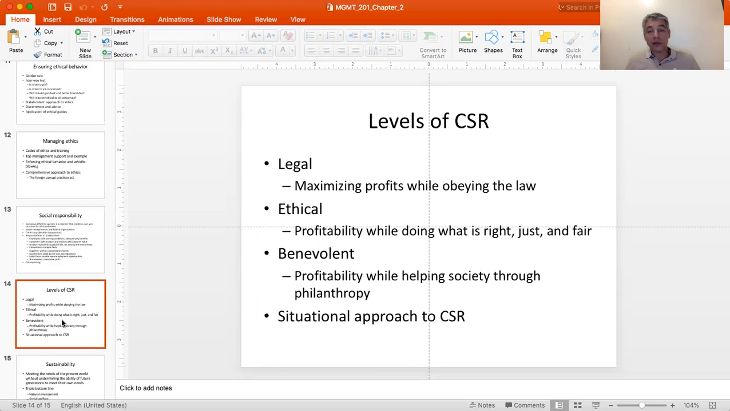And then finally, the benevolent level of corporate social responsibility. Here, you try to use your profitability while helping society through philanthropy. So this takes it one step further. You find social causes you support. You try to do something that is good for the society. You try to change even the society's norms with your donations.